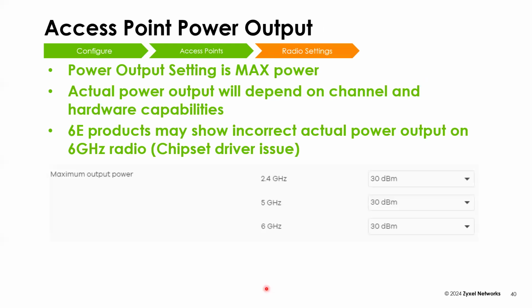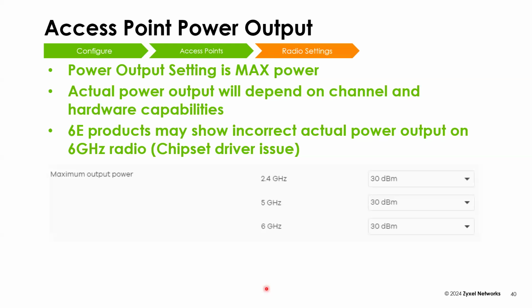So we often get questions on the access points where you will have gone into the settings, you will have set the maximum output power, and then you'll check the status of the access point, and it's not using the power that you specified here. So why is that? This setting is the maximum output power, not the minimum output power.